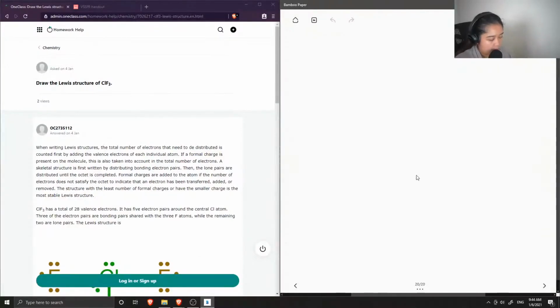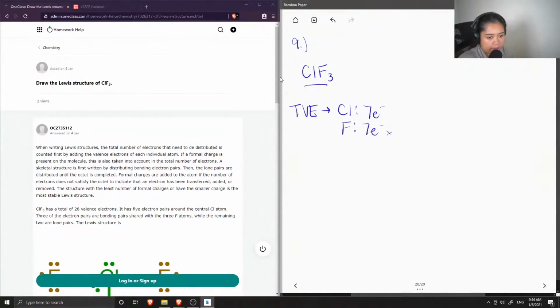Okay, so question 9, draw the Lewis structure of chlorine trifluoride. So the total valence electrons in this molecule has a chlorine, which has 7, and a fluorine, which also has 7, but there are 3 of them. So this gives us a total of 28.